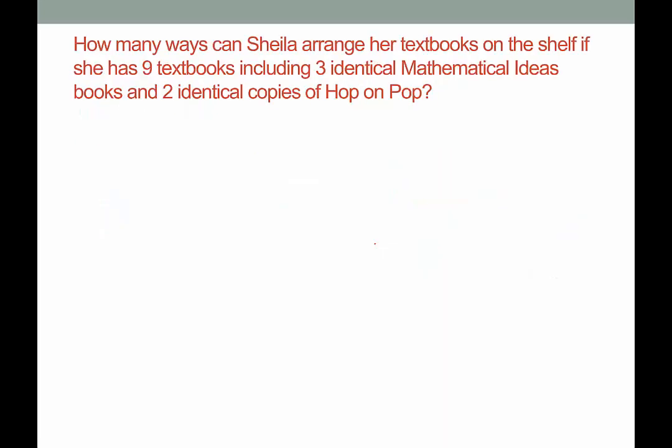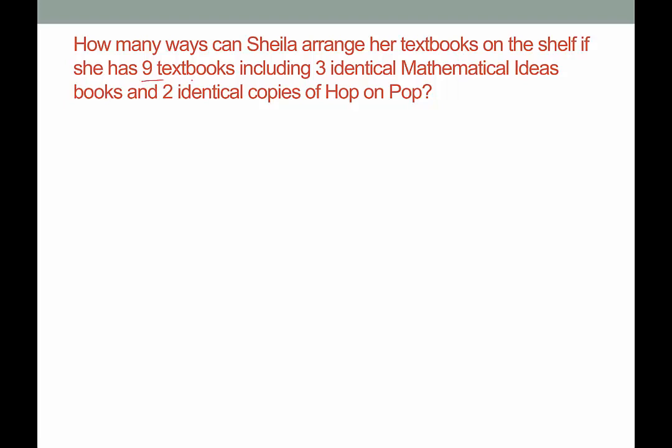Okay, 2 more examples. How many ways can Sheila arrange the textbooks on her shelf if she has 9 textbooks, including 3 identical mathematical ideas books, 2 identical copies of Hop on Pop, and we assume the other 4, so that only adds up to 5, are just whatever. One's biology, one's chemistry, one's Spanish, and one's economics. I don't know. Okay, so it's just saying that we do have some repetition, but not everything is repeated.